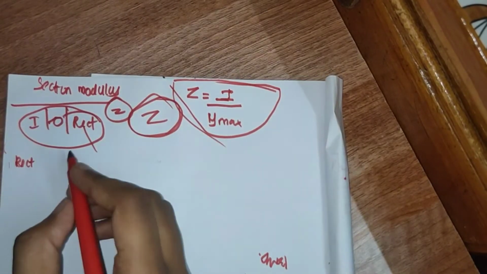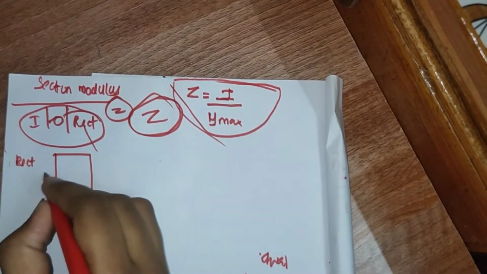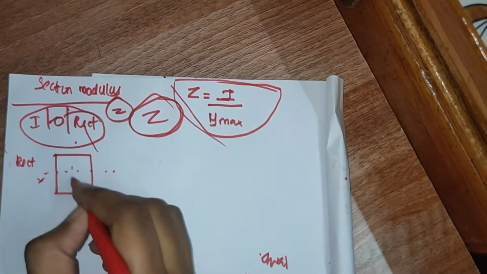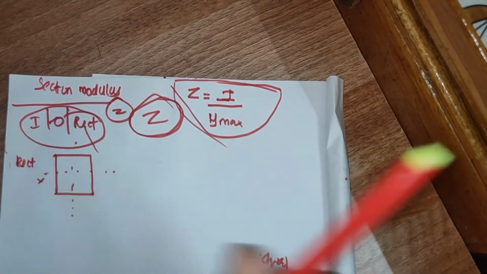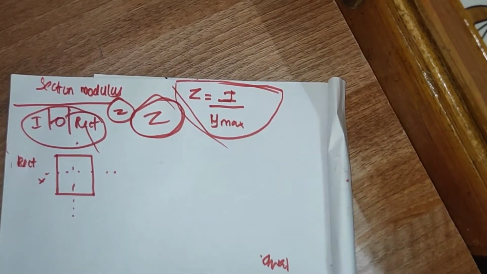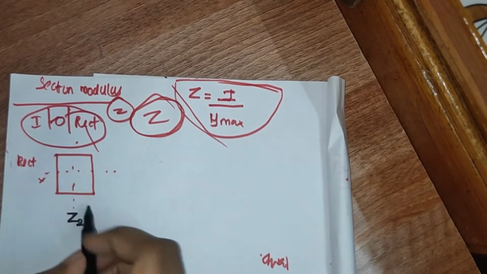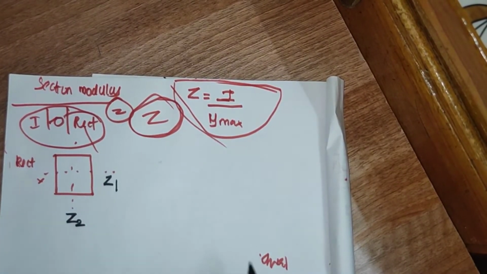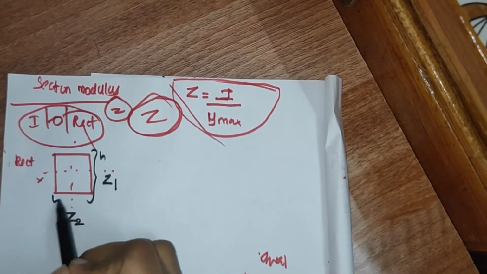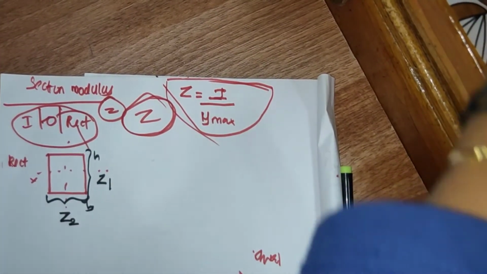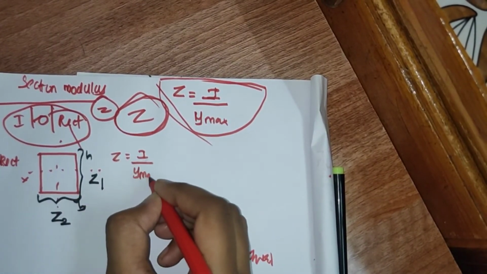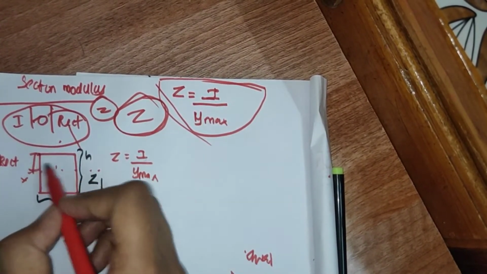For the rectangular cross section, it is having both section moduli, that is, section modulus about the y-axis and section modulus about the x-axis. So if this is h and this is b, then what is the section modulus? Section modulus is I divided by y max. Y max means exactly half, that is h by 2.